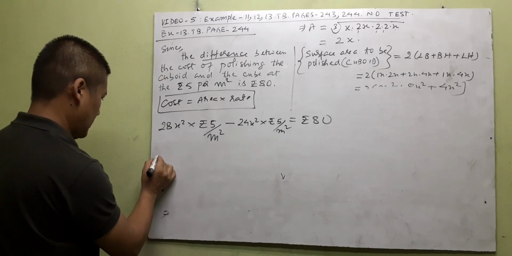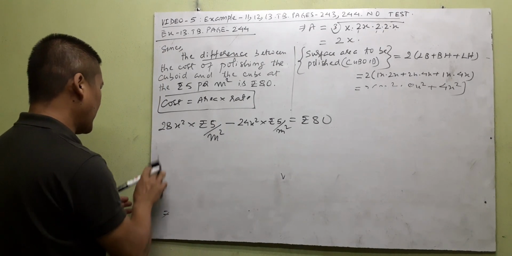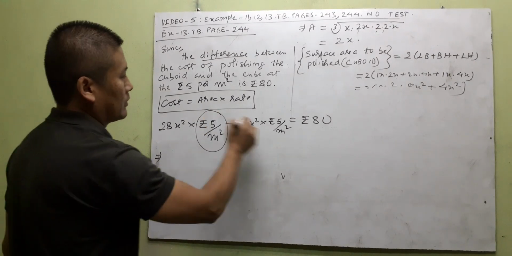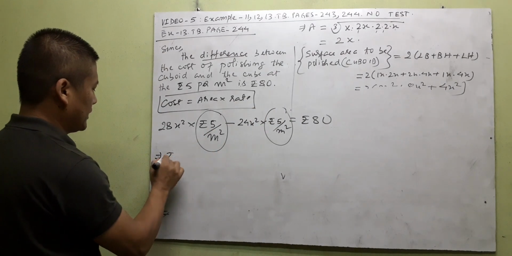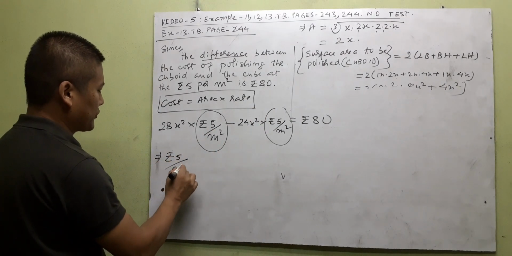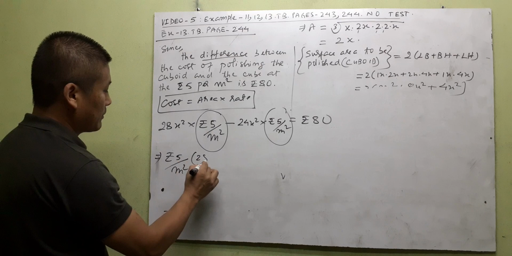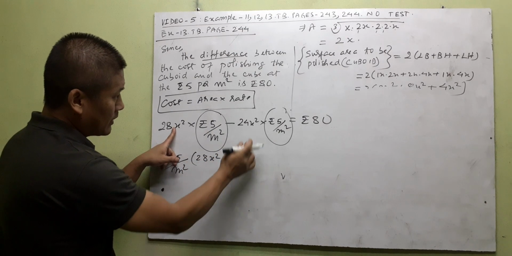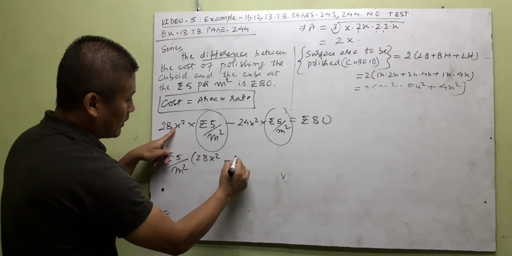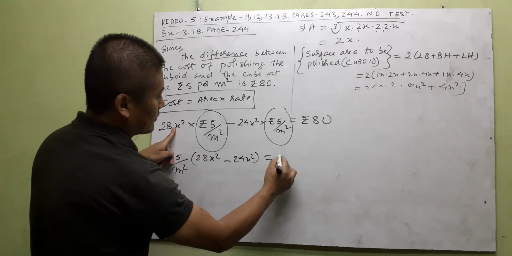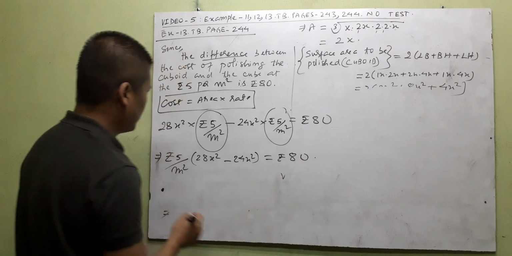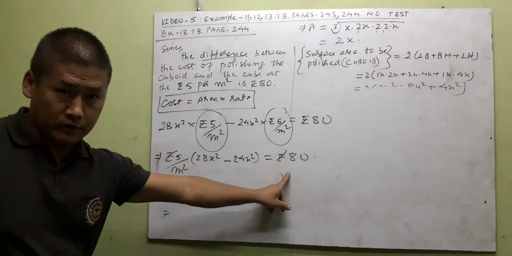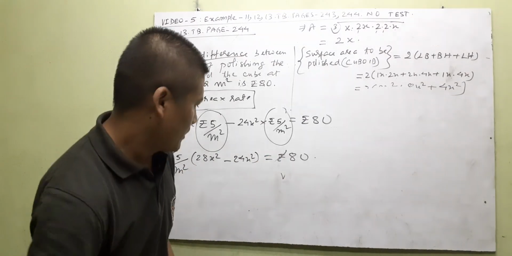So if you got that, then we can write the next part here. Therefore, or that implies, you can just continue. Here just take out the common factor. This is common in both. So let's take it out to make it easier for us. Rupees 5 per meter square outside the bracket, then inside the bracket will be 28x square minus 24x square is equal to rupees 80. That way the rupees and rupees you can cancel.